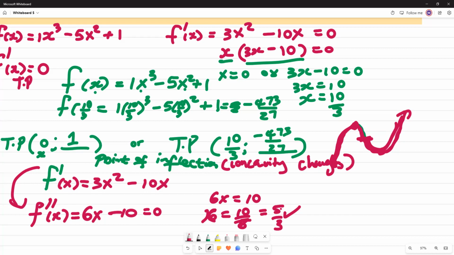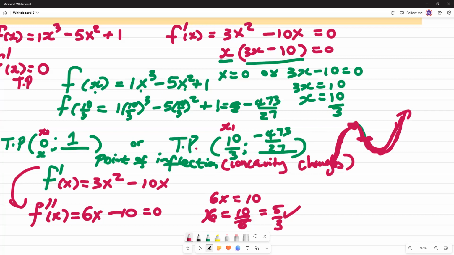I can show you another way to find it. If you take this x value and this x value, remember I said it's in between the 2 turning points. So you're going to say 0 plus 10 over 3, and then you divide the answer by 2 to get the midpoint. You still get 5 over 3. That's how you get it when you press your calculator.